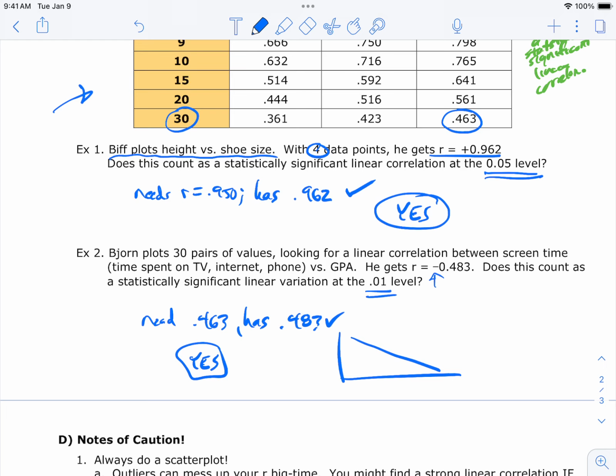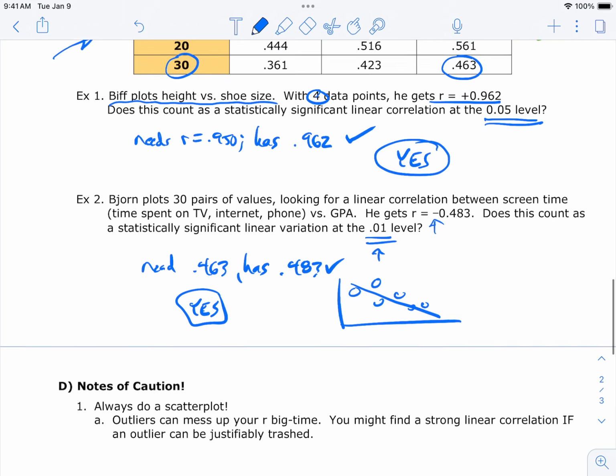And again, the negative only means that it's going like this, that it's got a negative slope. This is not the slope, by the way. This is just telling you it's well enough correlated. It's not perfect. It's not -1, but there's a correlation there. It counts as statistically significant at the 1% level, 0.01 level. Wow. Okay, that's how you kind of do these things.